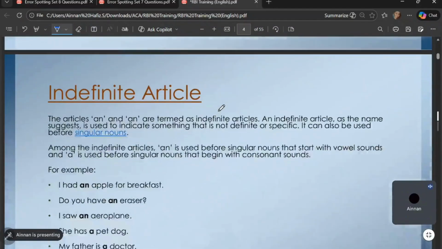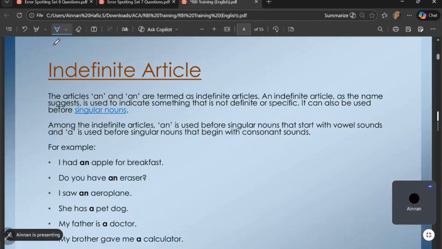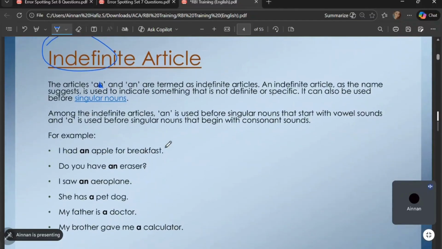Next, coming to the next two articles, that's a and an. We say indefinite articles. So the name itself says we use these articles a and an in places where we do not have to indicate something that is very definite or very specific. It is used before singular nouns. It is used to refer to general stuff where we're not being very specific. Okay. Now, when it comes to a and an, we use a before consonants and an before vowels.